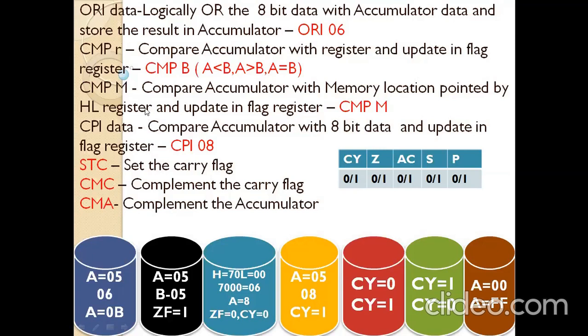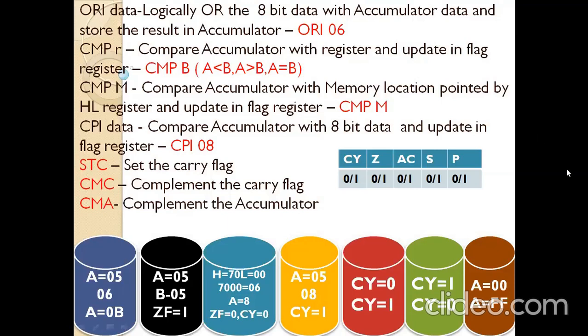In compare, there are 3 instructions available: CMP R, CMP M, CPI data. What is meant by compare is that it will compare whether A is greater than B, or A is less than B, or A is equal to B. All the compare instructions check this. First example, compare B. A value is 5, B value is 5. So when we compare, both the values are equal.